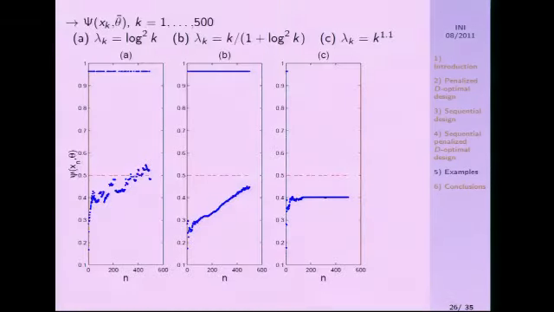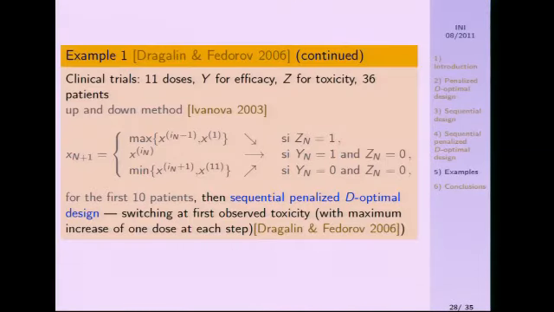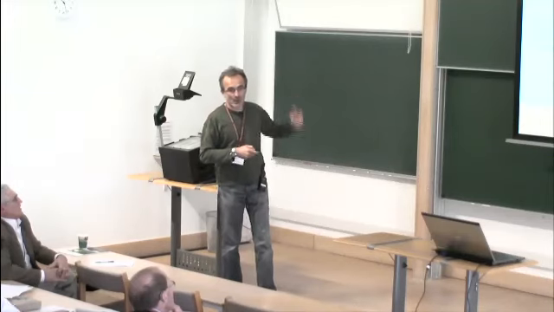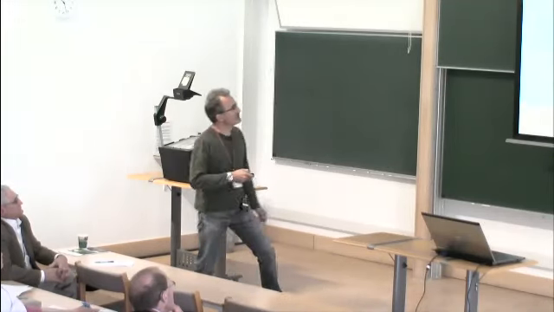Okay, so I will skip this example and go directly to this one. Oh, I still have some time, yes. So I'm back to the example I presented previously. We have 11 doses, you remember, and we observe efficacy and toxicity. We shall compare to an up-and-down method where we decrease the dose if we observe toxicity, we stay at the same dose if we observe efficacy and no toxicity, and we increase the dose if there is no response.